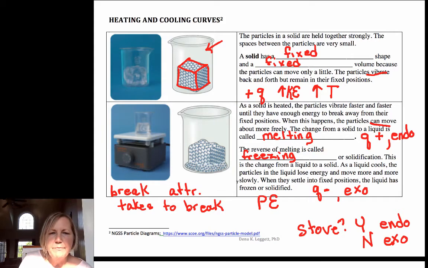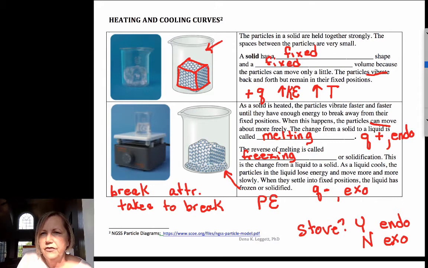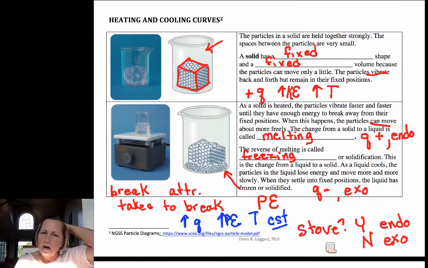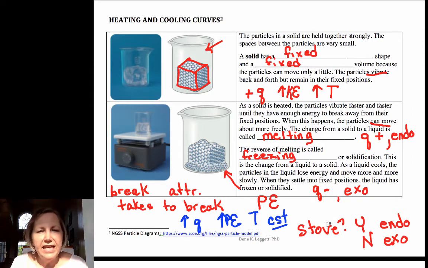So let's go back to the melting portion of this. Let me change colors, maybe that'll clarify. If I increase the heat, I'm now increasing the potential energy by breaking forces of attraction. And I'm not changing my kinetic energy. And if I'm not changing my kinetic energy, my temperature remains constant. CST stands for constant. So during a phase change, there's no change in temperature. Really big take-home lesson there.